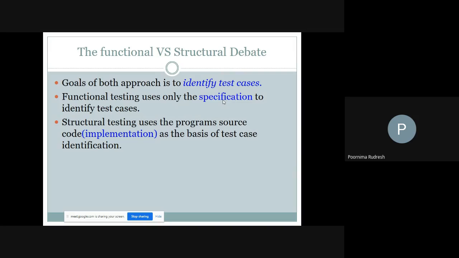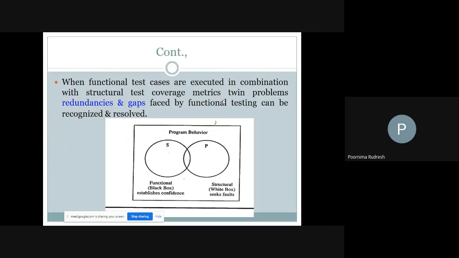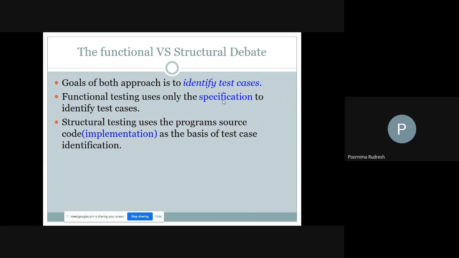Okay, then which one is best? We can't say that a single approach is best, because if we use only functional testing, it will not solve the entire problem, and if we use only structural testing, it will not solve all the problems. If we make use of the combination of these two, then errors that are not identified through functional testing can be found using structural testing. Or if structural testing is unable to identify some of the errors, then by using functional testing we can detect those errors or faults.